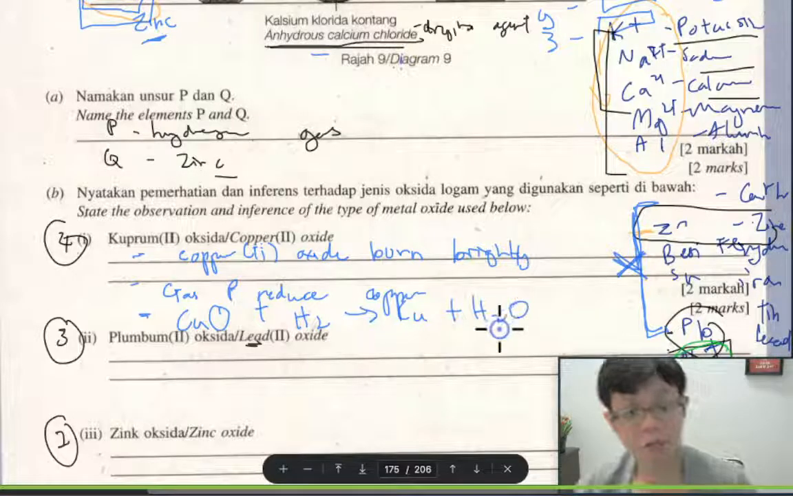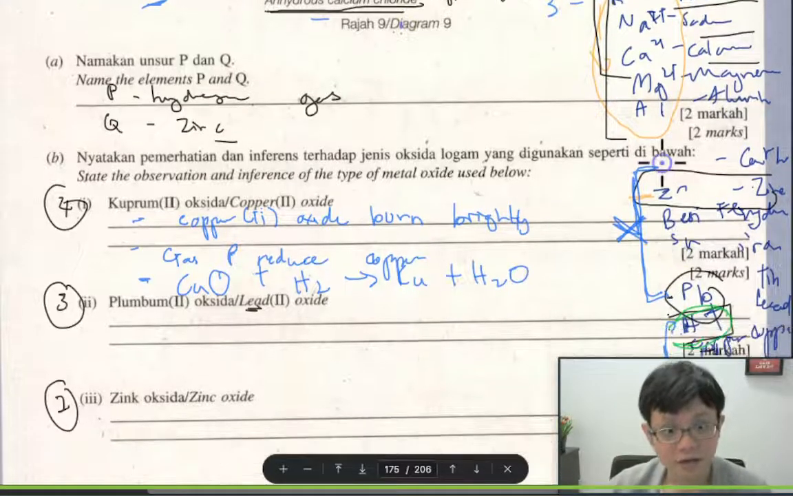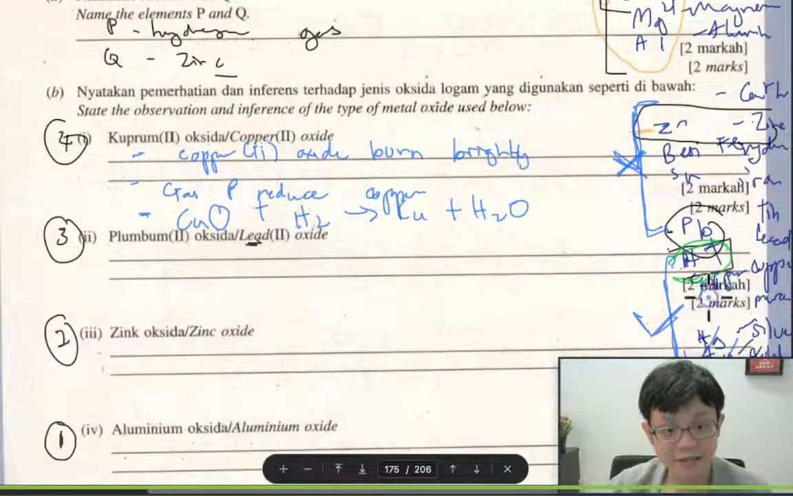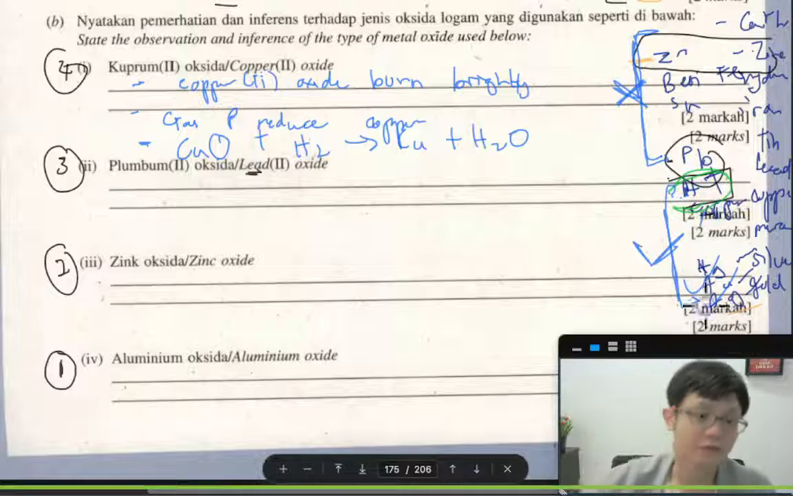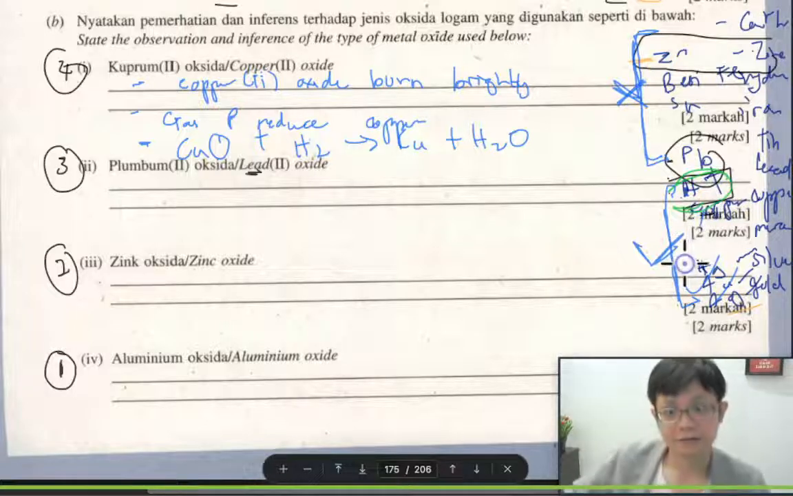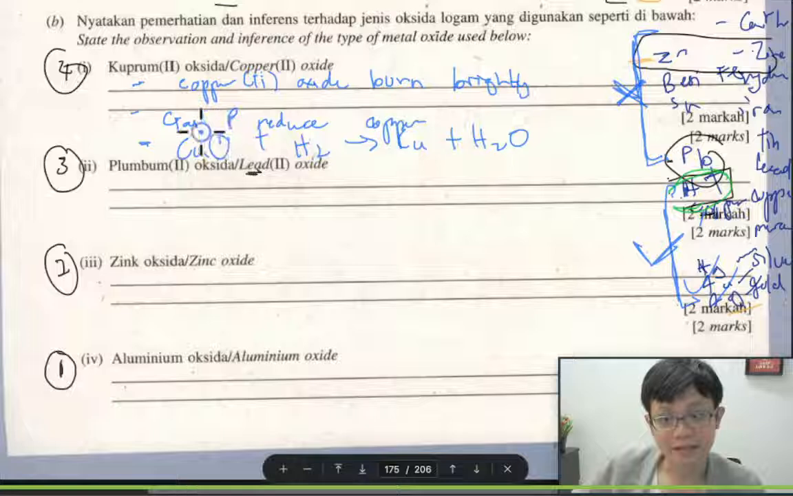Why do you get water? Because hydrogen is higher than copper, so it kicks it out. So it burns brightly.